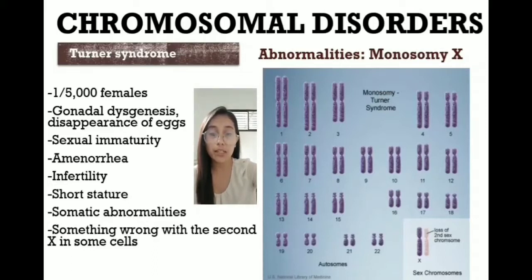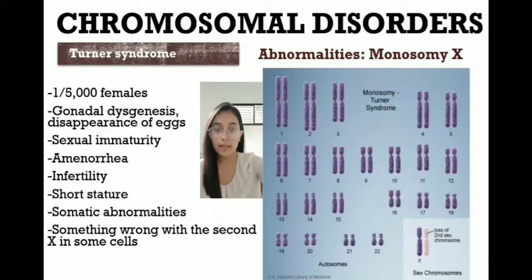Short stature. Stature means a person's height. Almost all females with Turner syndrome grow more slowly than their peers during childhood and adolescence, resulting in an average adult height of 4 feet 8 inches. Somatic abnormalities. Many infants with Turner syndrome are born with heart defects or even slight abnormalities in heart structure that increase the risk of serious complications.